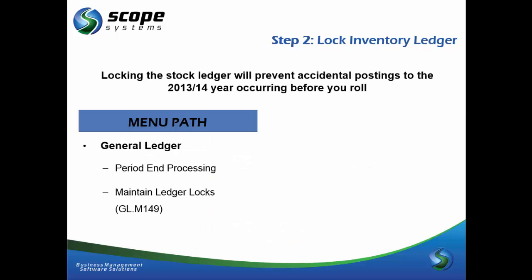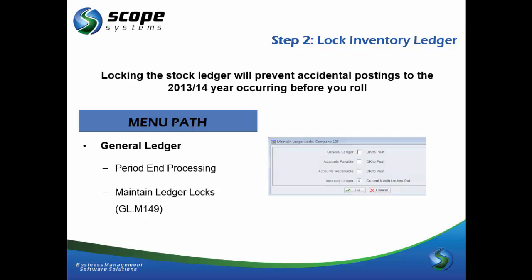Step 2. Lock the inventory ledger. Locking the stock ledger will prevent accidental postings to the 2014-2015 year occurring before you roll. This is found in the menu path General Ledger, Period End Processing, Maintain Ledger Locks. As discussed earlier, it's type 4, which locks out the current month.